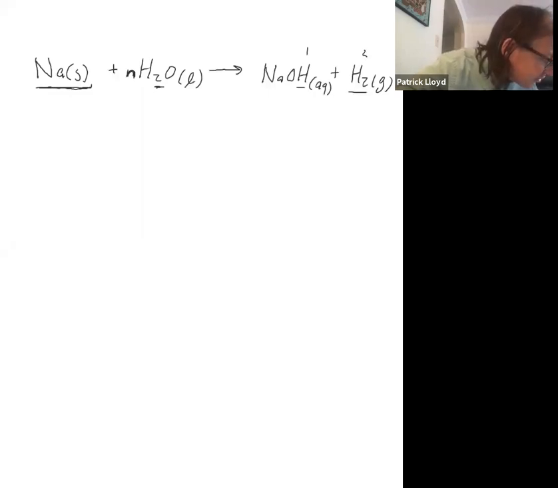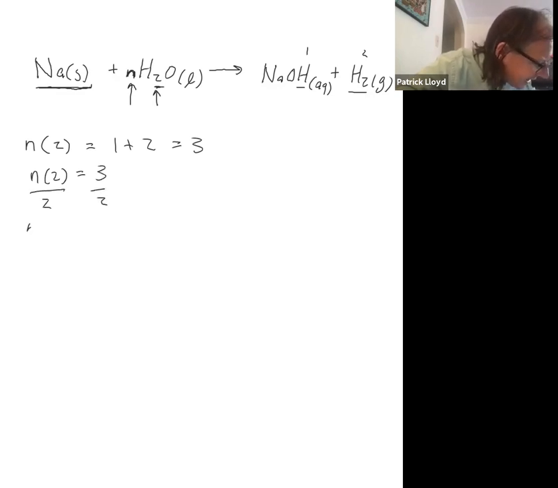So we want to have 3 over here. So N, whatever that coefficient is, times 2, we want that to equal what's on the right side, which is 1 plus 2, right? Which is 3. So N times 2 is equal to 3. So divide both sides by 2, and you get N equals 3 halves.